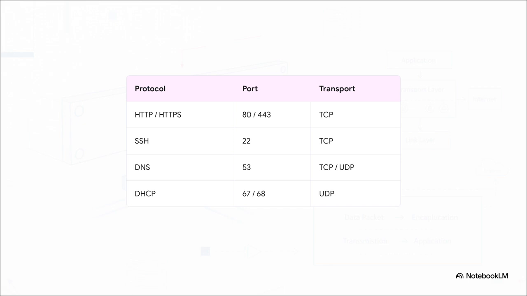And what's cool about DNS is it uniquely leverages both TCP and UDP depending on the specific task. Finally, DHCP, the service that dynamically assigns IP addresses when you join a network, relies entirely on UDP, using port 67 for the server side and port 68 for the client.